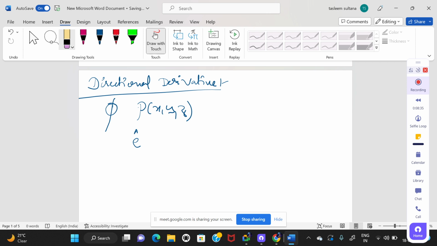is equal to e vector into gradient phi, that is e vector into nabla phi.